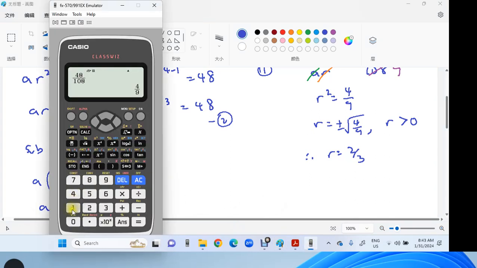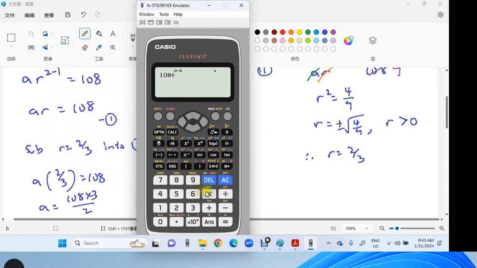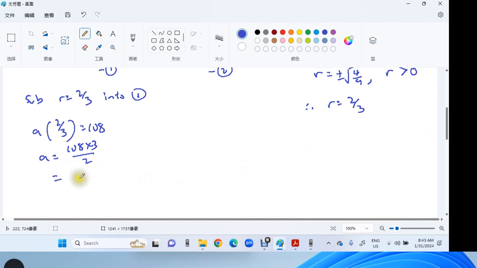So 108 divided by 2, multiply 3. So it will be 162. So the A is 162, R is 2 over 3. Then the Tn is 162 times 2 over 3 power n minus 1. Okay.